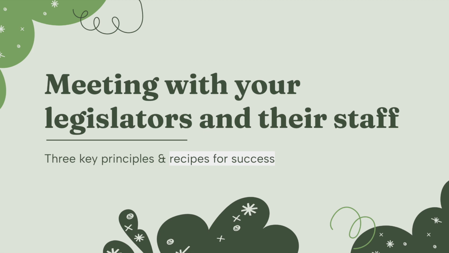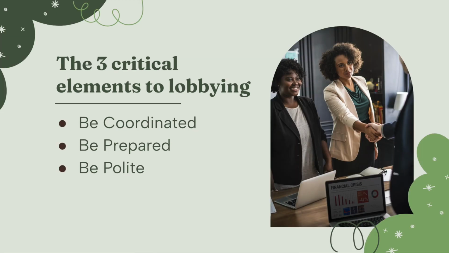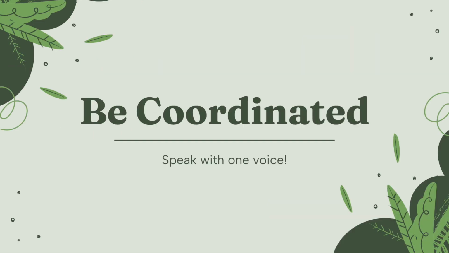Before setting up that meeting, though, there are a few important steps to take. There are 3 critical elements to having an effective meeting with your legislators. You want to be coordinated, be prepared, and be polite. Being coordinated is important so that volunteers head into meetings on the same page. This means being coordinated both logistically and in your lobbying efforts.